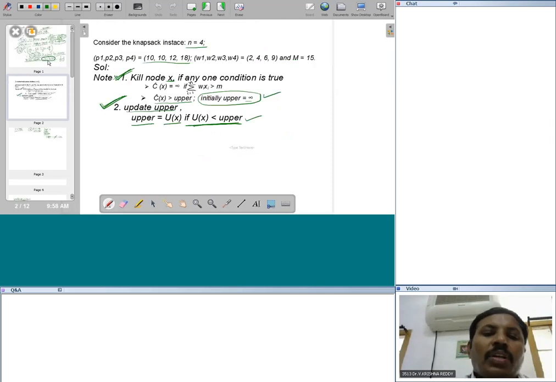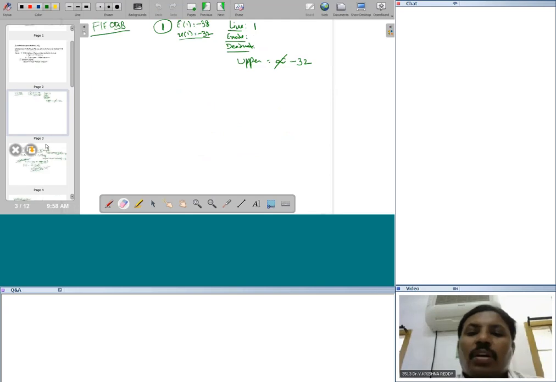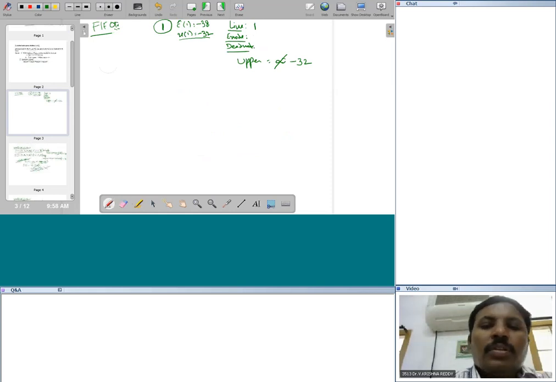There is a bounding function. Every time you have to cross check. Okay, node 1, step 1 and step 2. Based on these two possibilities, is it possible to kill or not? So it's not possible to kill. Then you are using FIFO BB.